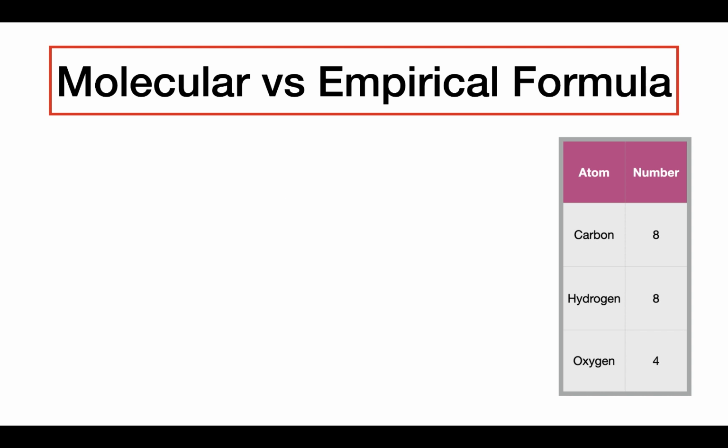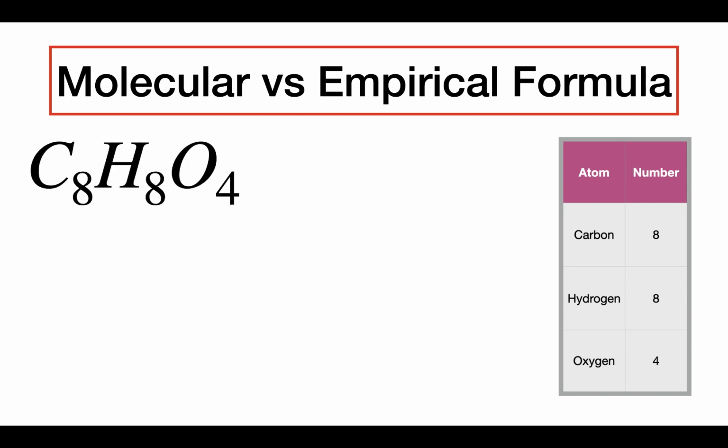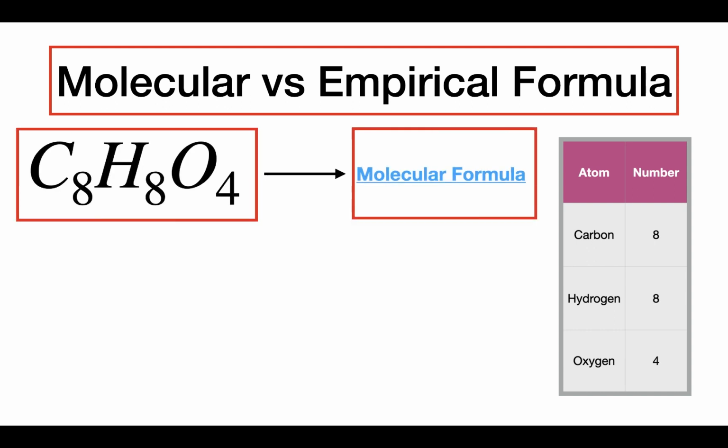So what is the molecular formula of this molecule? Well, the molecular formula is going to tell us two things. It's going to tell us the identity of each atom as well as the exact number of each atom. So for this particular molecule, we have C8H8O4 being the molecular formula. What is this molecular formula telling us? It's telling us that we have 8 carbons, 8 hydrogens, and 4 oxygens in this molecule.